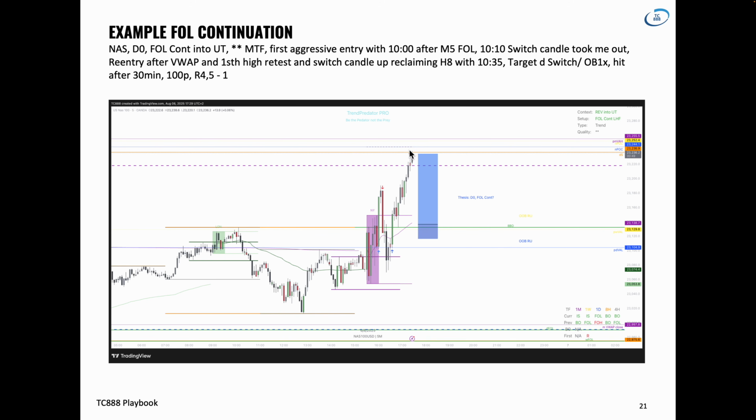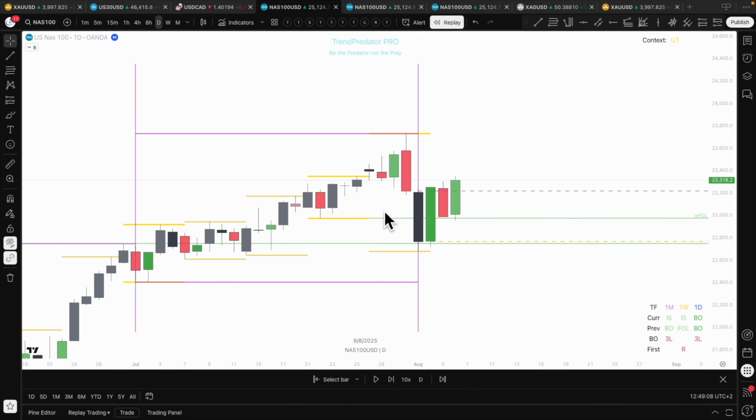Target, the switch level up here, open box 1x. That's what I'm typically looking for. After 30 minutes, 100 pips, R4.5, minus the stopped out one. So let's look at the chart. How did this present itself?